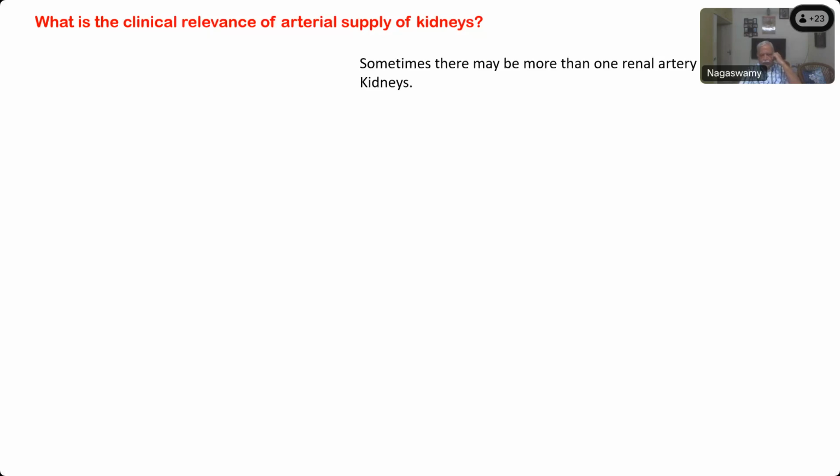Normally, one kidney should be supplied by one renal artery only. But sometimes you find they have 2 or even 3 renal artery supply. Where do they come from? Do they all come from the aorta, or can they come from any other vessel?